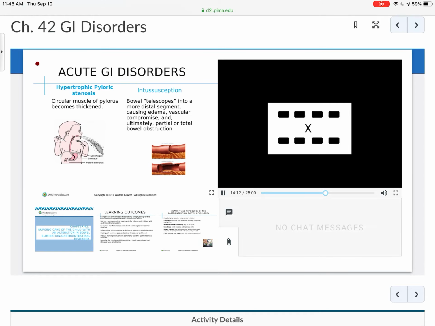And the way that we fix this is they would do a barium or air enema and try to push that bowel back into place. Sometimes that works. If it doesn't, they have to do some surgery and take that part of the bowel out.